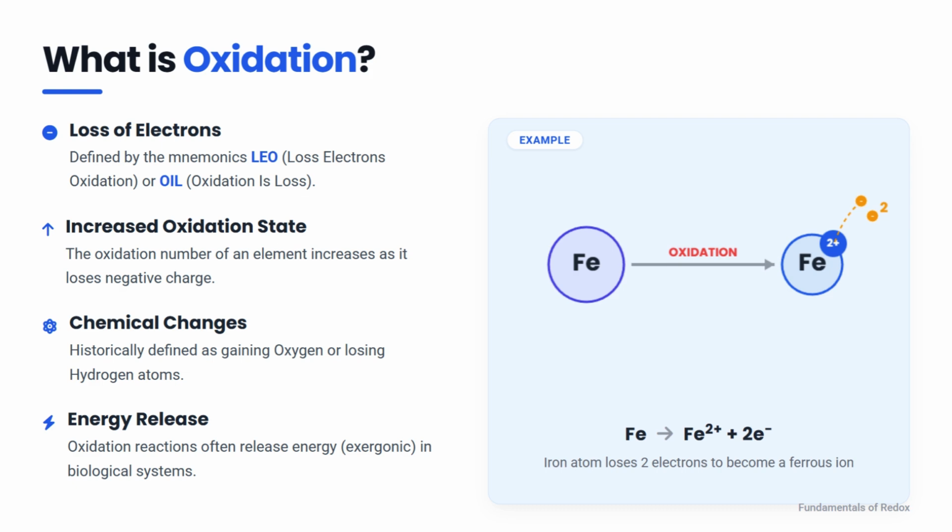it loses negative charge. Historically, it was defined by chemical changes, like gaining oxygen or losing hydrogen atoms. And importantly, oxidation reactions often release energy, which we call exergonic, especially in biological systems. Here's a great example for you. Iron metal undergoes oxidation. An iron atom loses 2 electrons to become a ferrous ion. So we write that as Fe becoming Fe2+ plus 2 electrons. This is a fundamental part of understanding redox reactions.